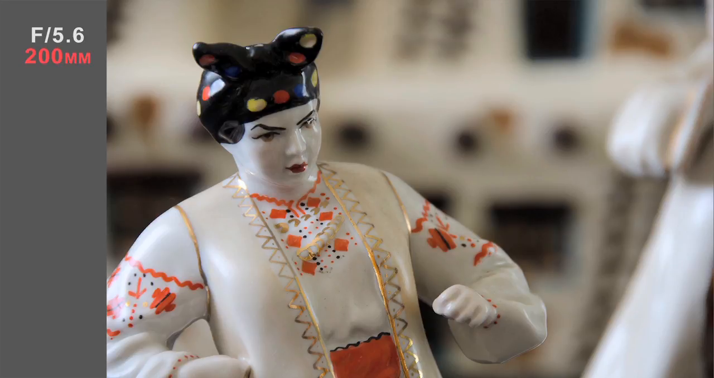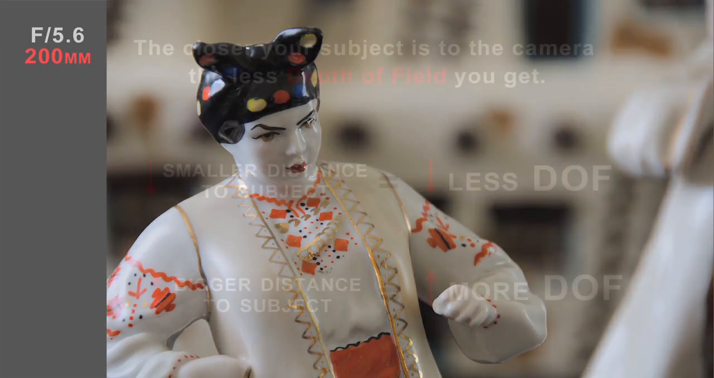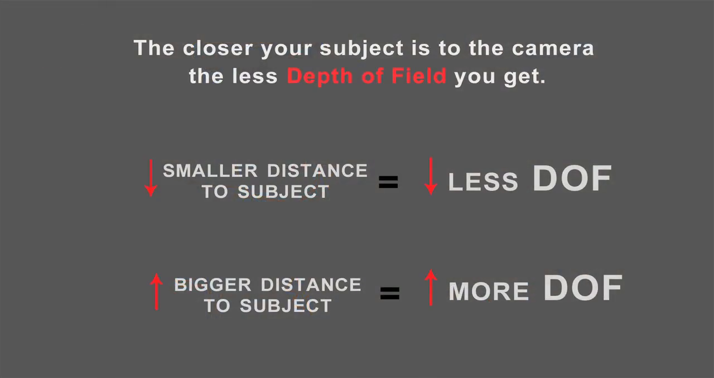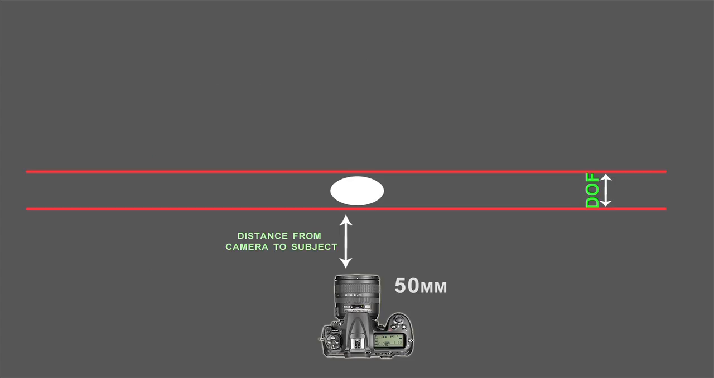But keep in mind, I didn't change my distance to the subject. And talking about distance to the subject, the distance to the subject is actually the third criteria which influences the depth of field. The closer your subject is to the camera, the less depth of field you get. In these examples, we will keep our aperture the same and our focal length of the lens the same as well. The only thing we will change is the distance from the camera to the subject.